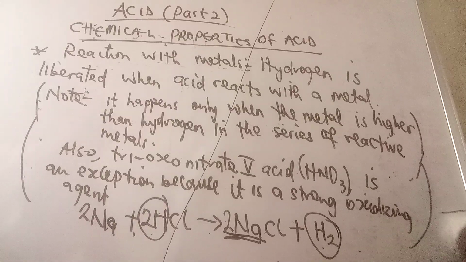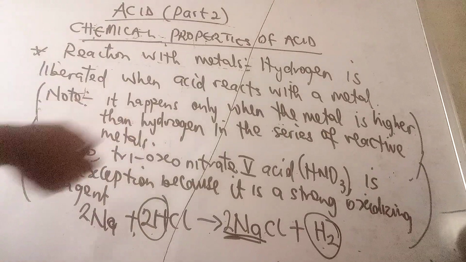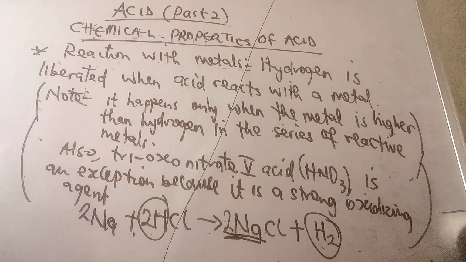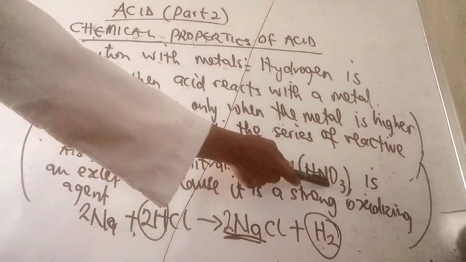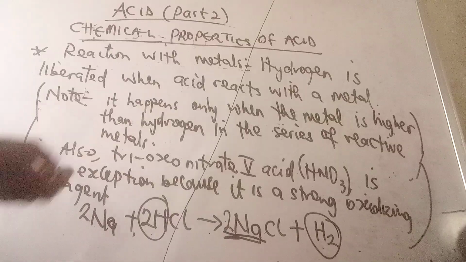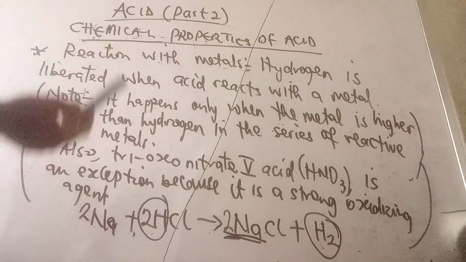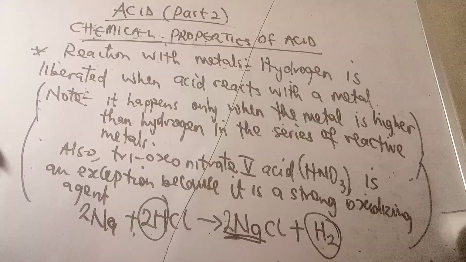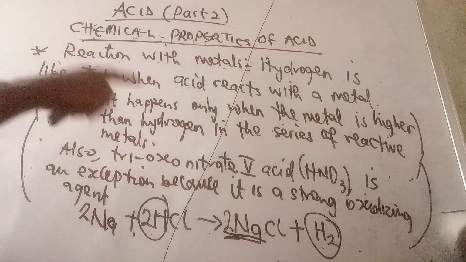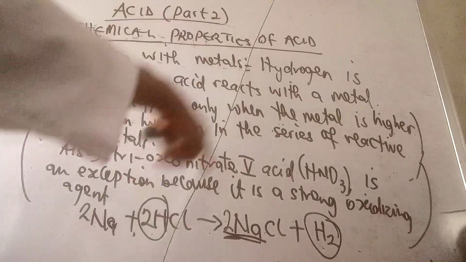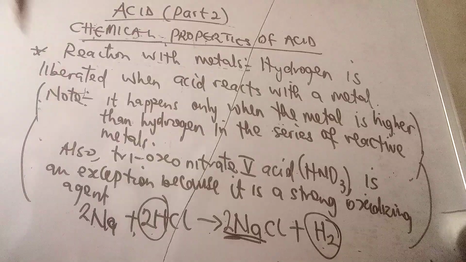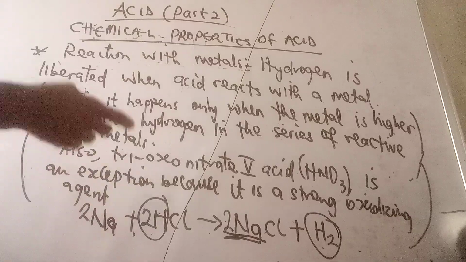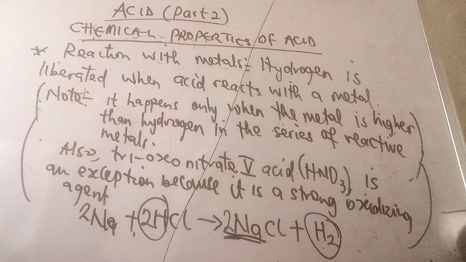Another reason is that if the acid in question is a strong oxidizing agent, for example, trioxonitrate 5 acid, HNO3, is a strong oxidizing agent. So whenever it reacts with a metal that is higher than hydrogen in the series, it will not liberate hydrogen as a gas. Instead, water will be produced, and an oxide of nitrogen also will be produced. So it won't liberate hydrogen. Only oxide of nitrogen and water will be produced.